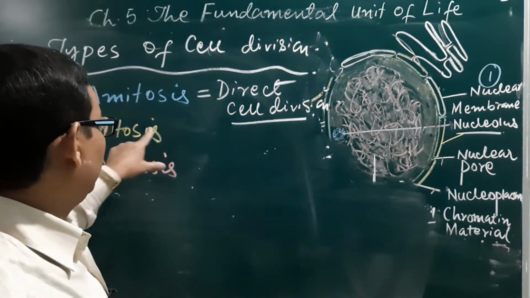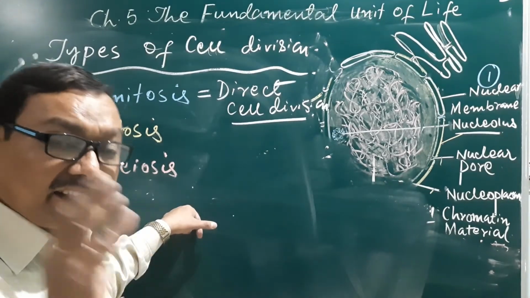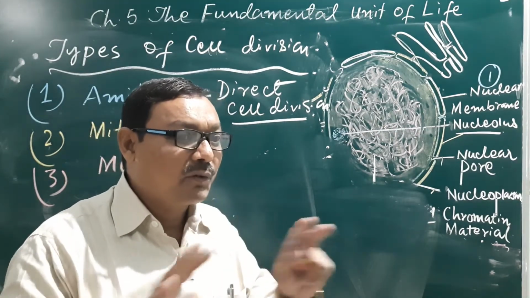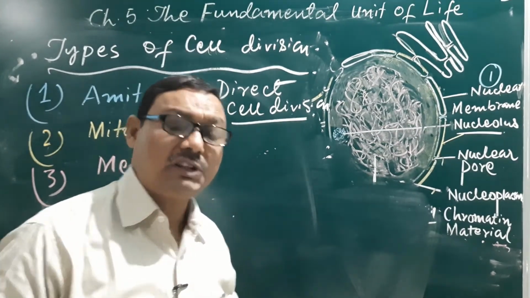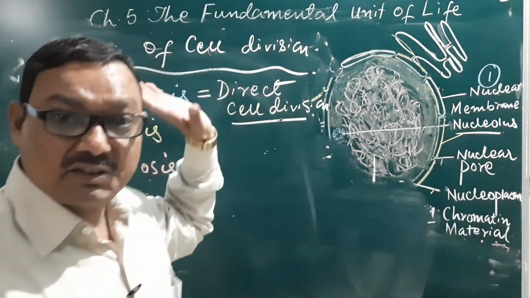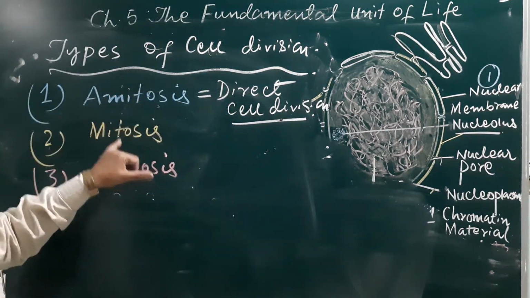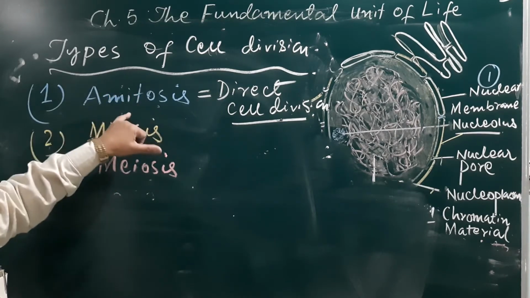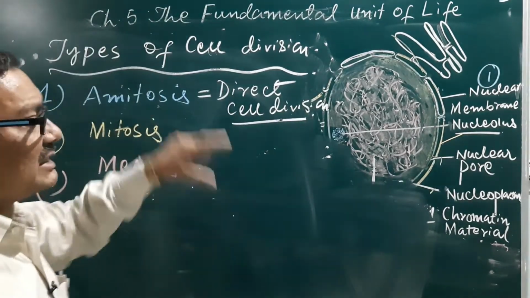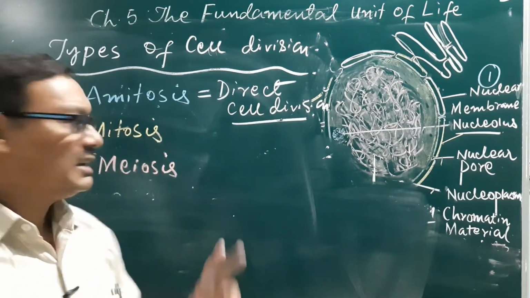In case of mitosis, when the nucleus divides, it follows 4 different stages: prophase, metaphase, anaphase and telophase. Such phases are not followed during the division of the nucleus in amitosis. That is why it is known as direct cell division. The result is similar in both amitosis and mitosis, because a cell divides into 2 daughter cells, and in those daughter cells the number of chromosomes is similar to that of the parent in both cases.